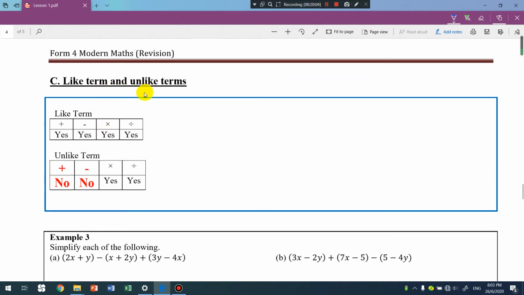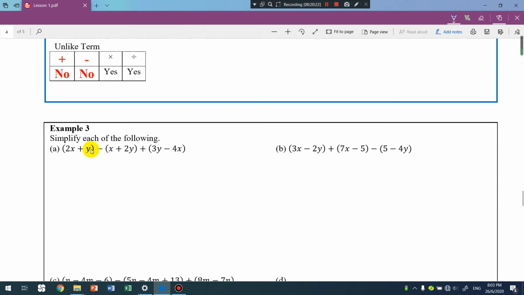Like terms, unlike terms. Like term, we can do plus, minus, multiply, divide, all we can do it. Okay, so for unlike terms, plus, minus cannot, only multiply and divide. Okay, so here let's try how do we simplify an algebraic expression.